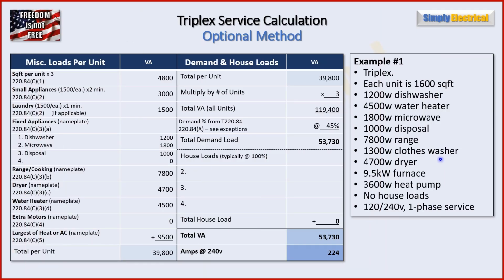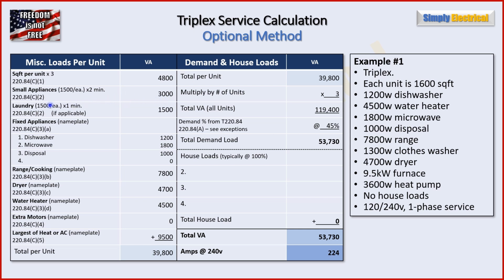Okay, here's all your data over here for example number 1, and we're just going to start plugging in the numbers. So each unit is 1,600 square foot. So you're going to multiply by 3. That gives you 4,800. Then you add your small appliances. Now we're not told there are any small appliances over here, but we have a minimum required of 2 small appliance circuits per building. So we have to add those in.